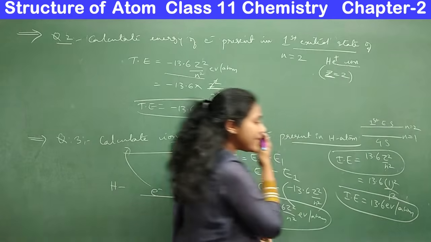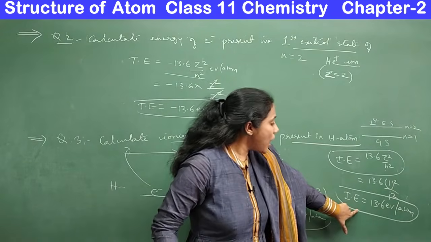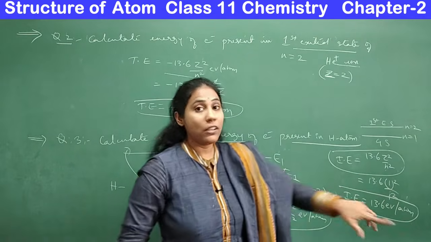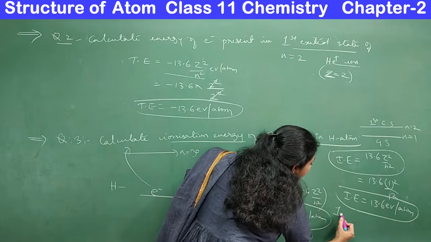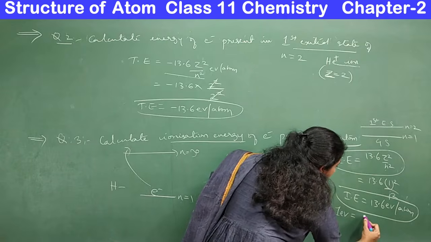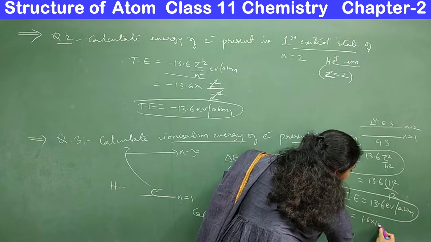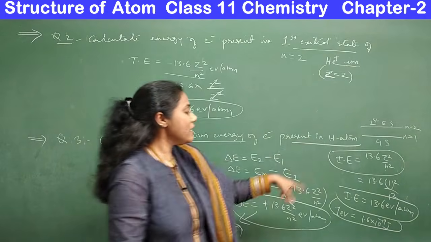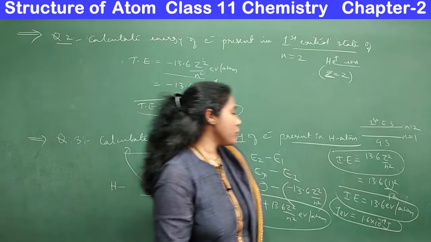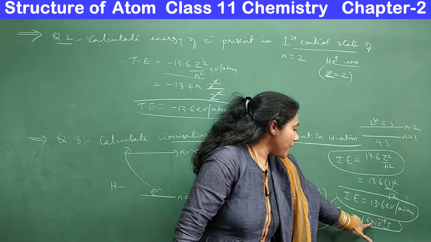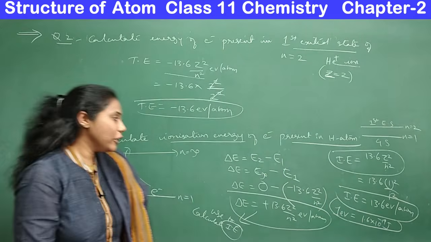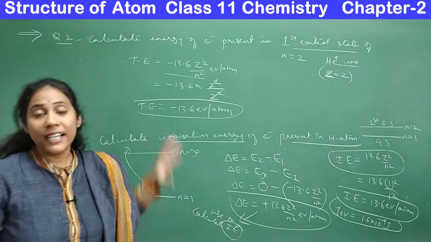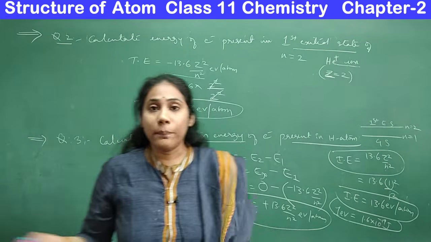In case the answer is asked in joules, you will convert electron volt into joule. The conversion is 1 electron volt equals 1.6 into 10 power minus 19 joule. So they can ask for the answer even in joules, and this is the conversion factor you can use. Now we will go for a little advanced question that they can ask in competitive exams.